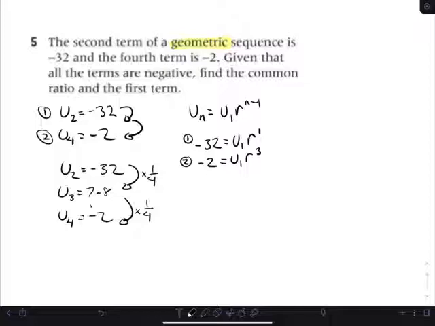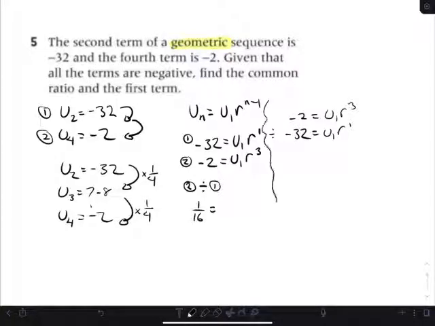Now with these geometric series, what you can do is divide. So in this case, I can say the second equation divided by the first equation. So what does that give you? Well, negative 2 divided by negative 32 is, yes, 1 over 16. And then on the other side, U1, so again, what I'm doing is, if I stack it up the way I wanted it to, like that, and I'm dividing these two.